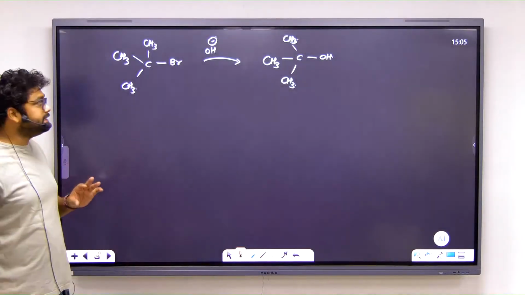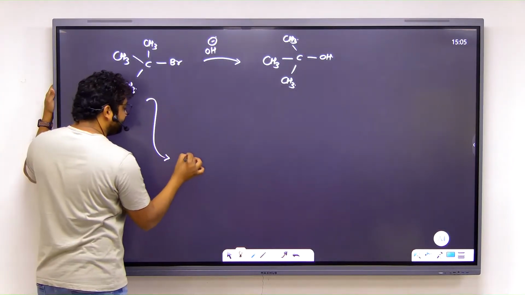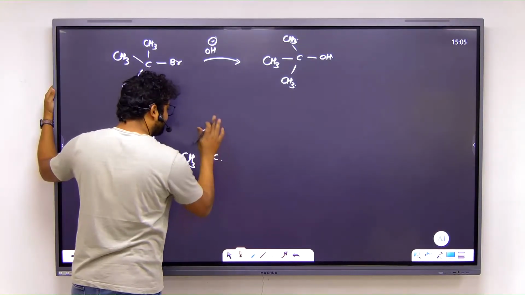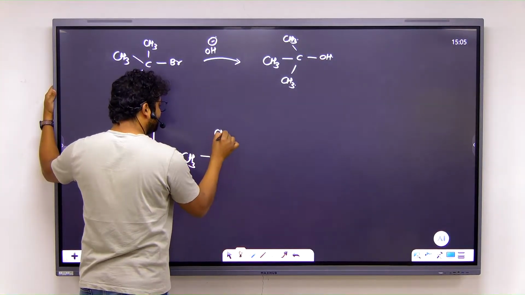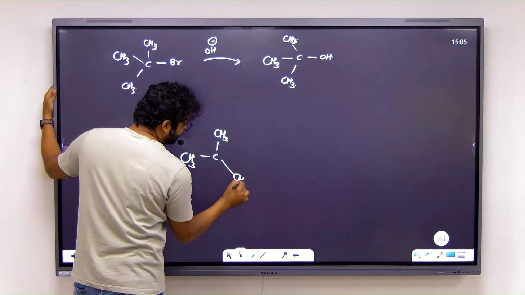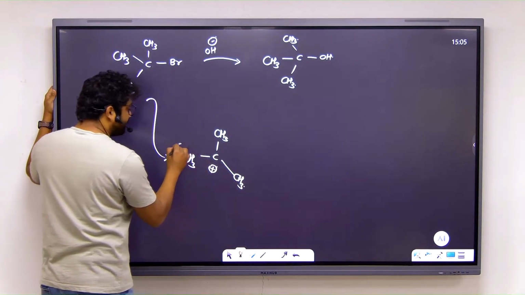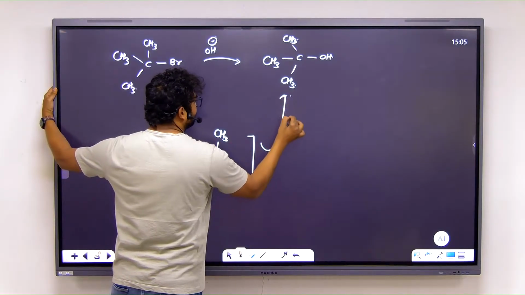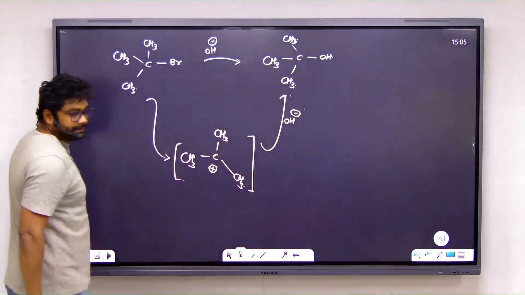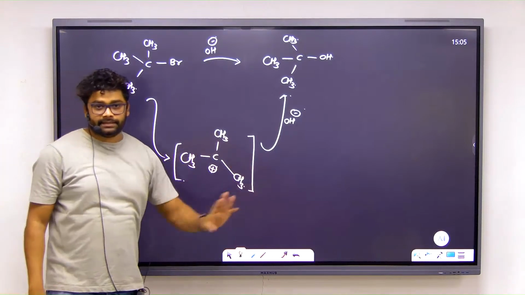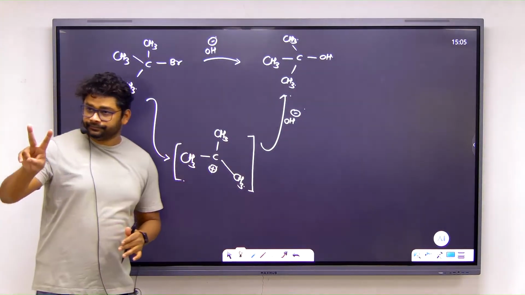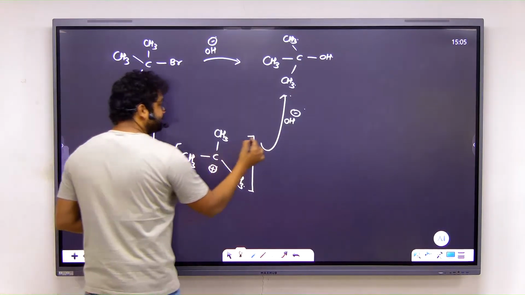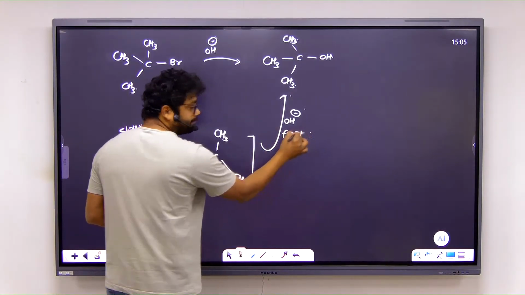So what happens in this reaction at the first step, there is a formation of a carbocation. At the first step there is a formation of what? A carbocation. A carbocation is formed here, and at the last there is an attack of what? OH minus. Front side or back side. Now tell me how many steps? 2 steps. This one is what? Slow. This one is what? Fast. You got my point?